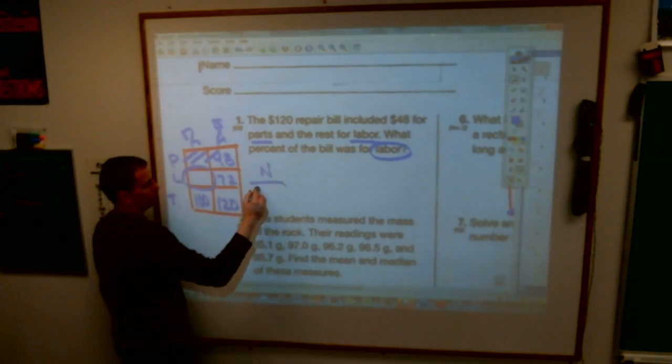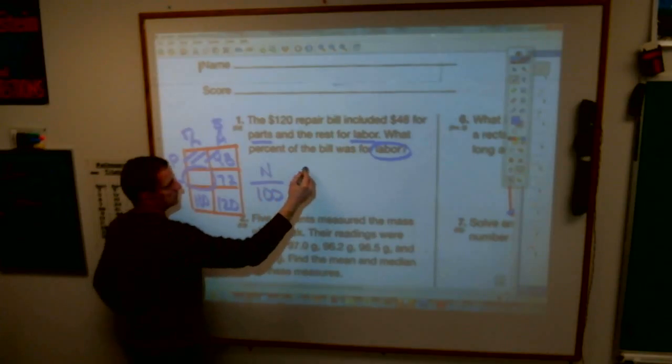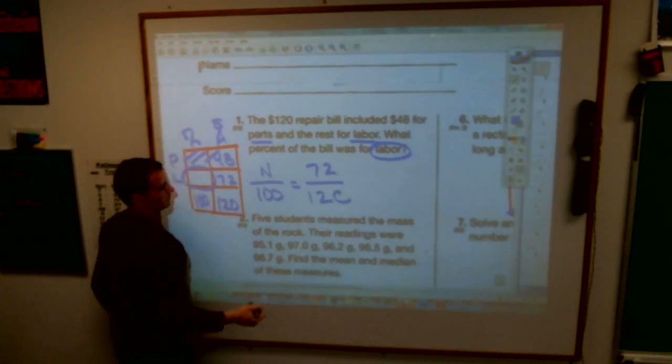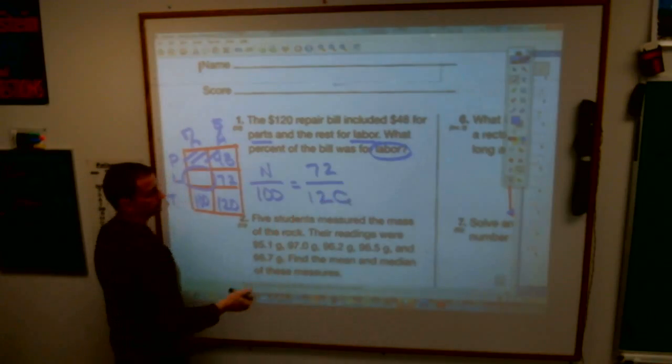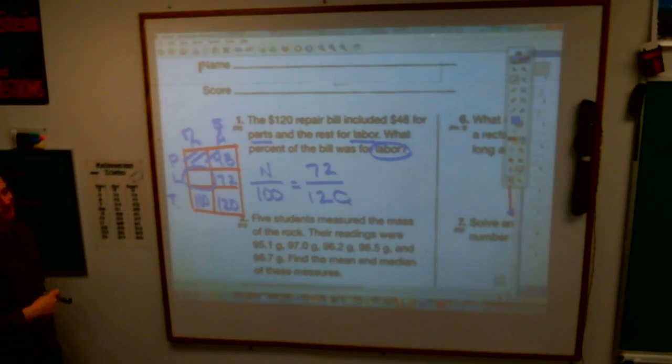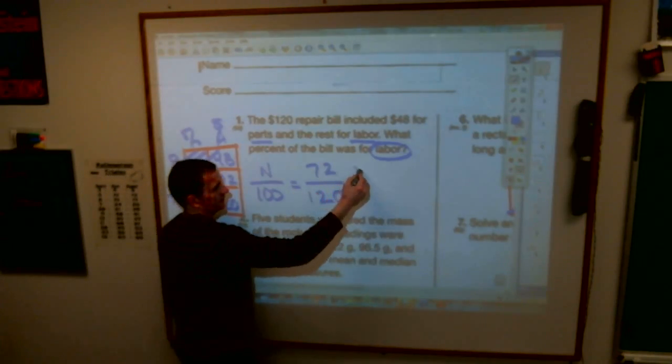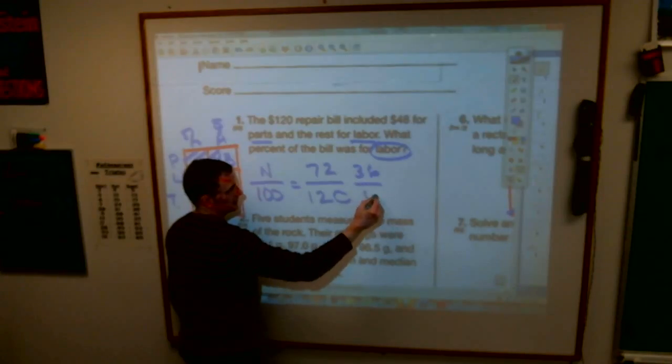What number over 100 equals 72 over 120? And what's the easiest way to do that one, Jaden? What would you do? Just do it out like it is? 100 times 72 divided by 120? Yeah, you could. I would reduce it so you'd make the numbers easier to work with. Cut both of these in half, it's 36 over what? 60?